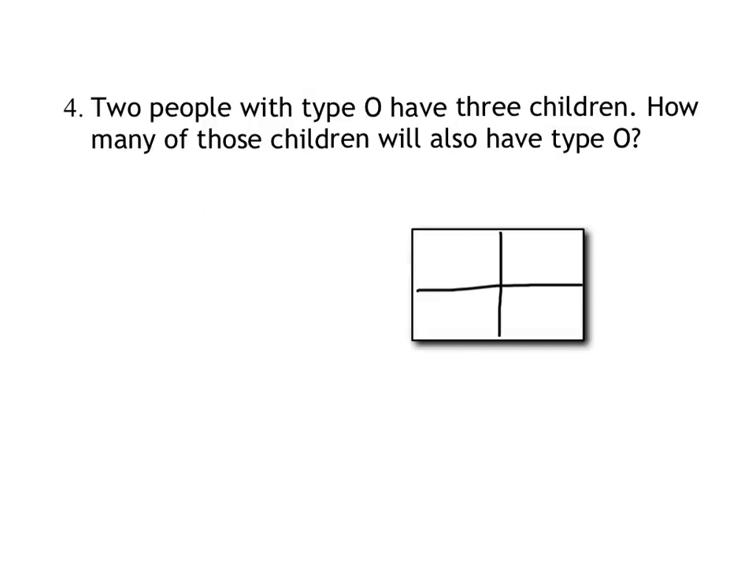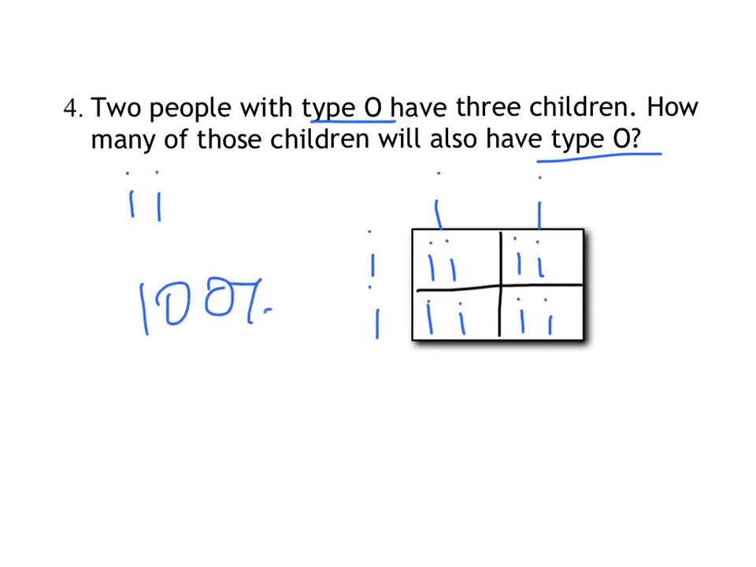So now we're looking at people with type O. Type O blood is ii. Parents are going to be ii. Only one genotype, only one phenotype, 100% ii, type O blood, 3 children, 3 type O's. Fortunately, that's a universal donor, so that's great. They can give blood.